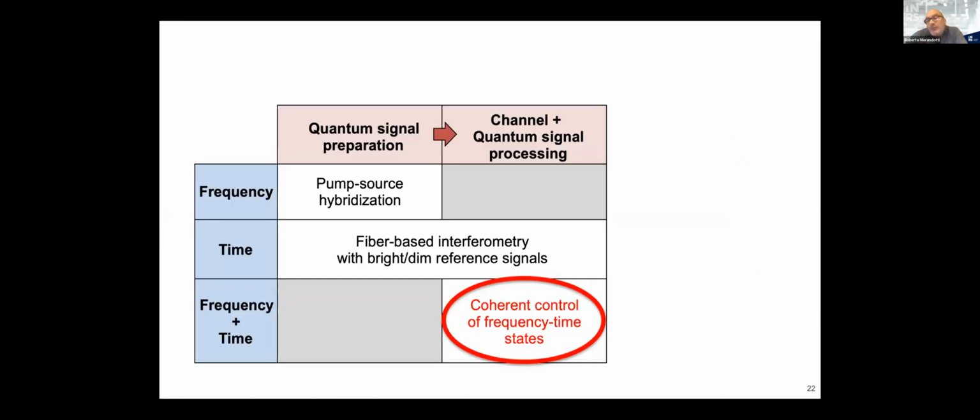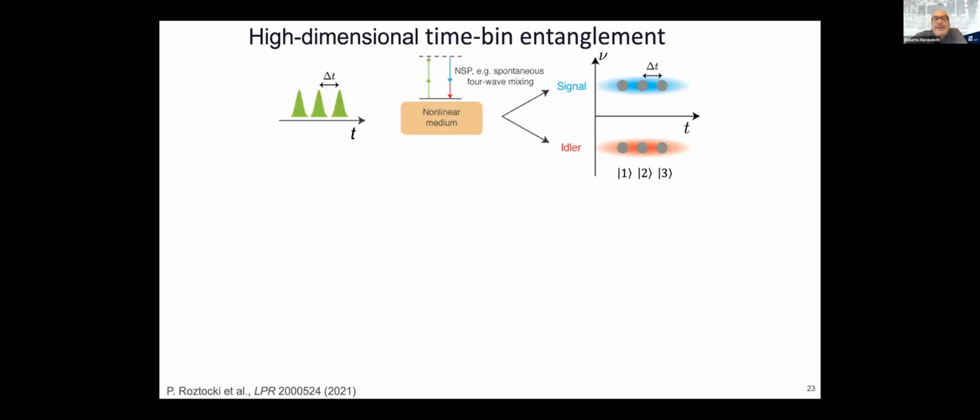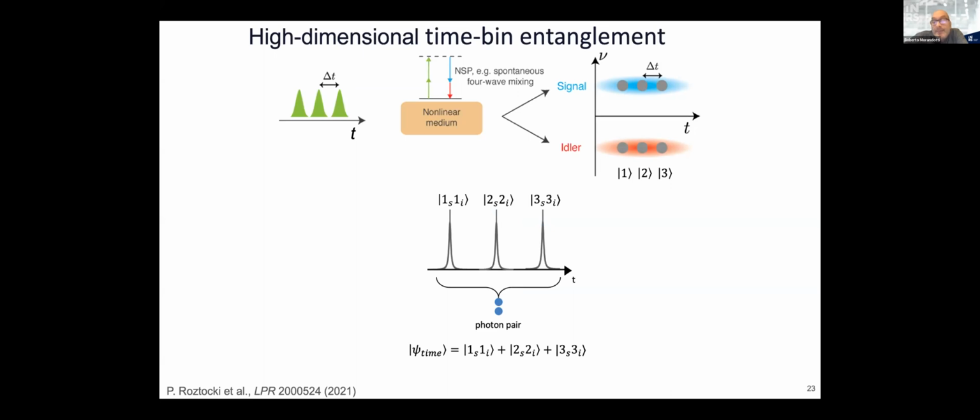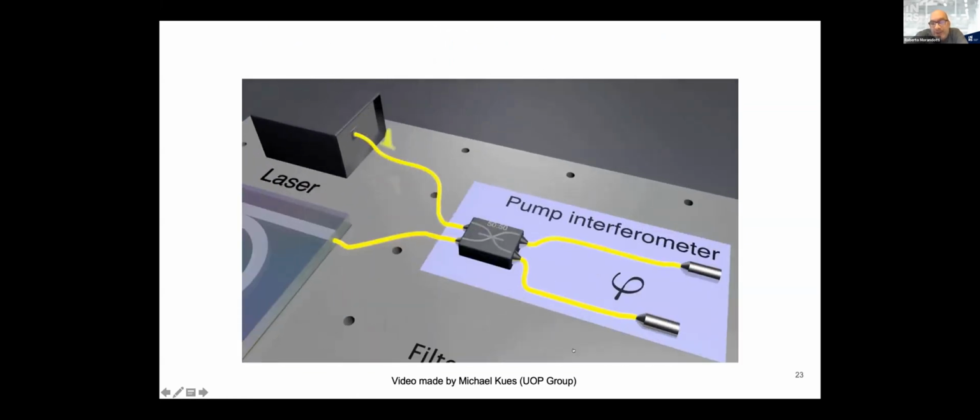So now that we have this object, we can do the coherent control of frequency-time states. And I will be very brief. For example, we can carve 3 pulses and create 3-time-bin states. So here is the way that the information is brought in the temporal domain. And I'm not going too much into detail. This is the state where you have the 3 time bins. I will show you an experiment that we did to create 2-time-bin states.